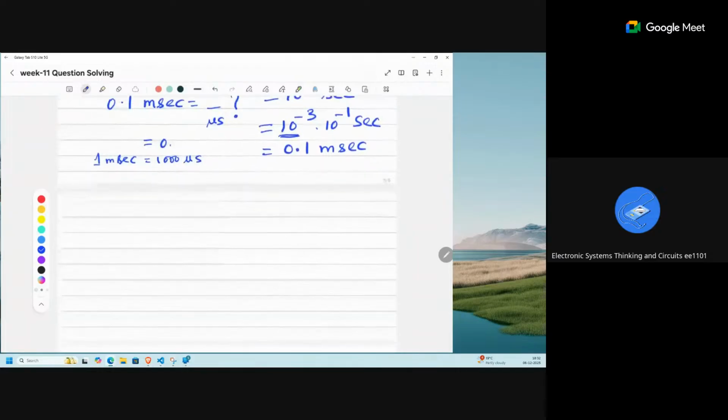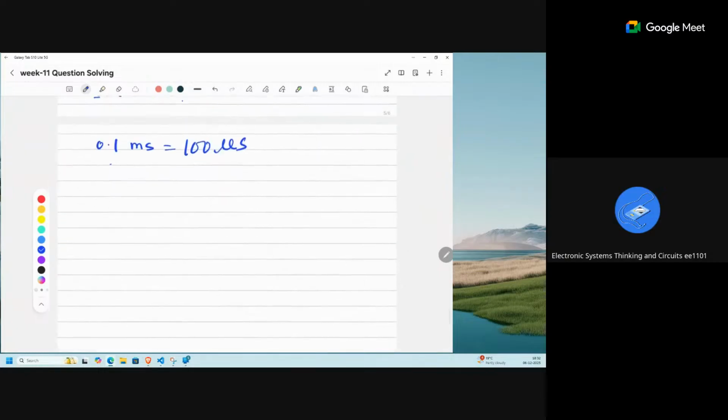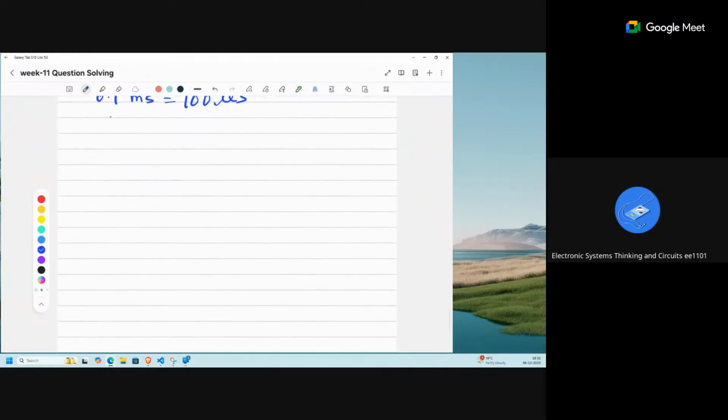Simple. 1 millisecond is 1000 microseconds. 0.1 millisecond will be how many microseconds? 100 microseconds. Yes, ma'am, 100 microseconds. Either way, you can take 1000 by 1 millisecond and multiply, or otherwise you can see 0.1 is divided by 10, so 1000 divided by 10 is directly 100 microseconds. Right? Is there any doubt?